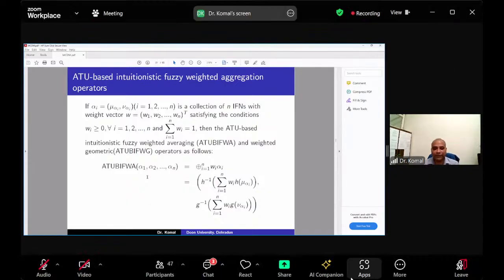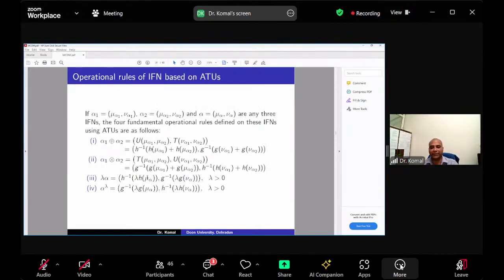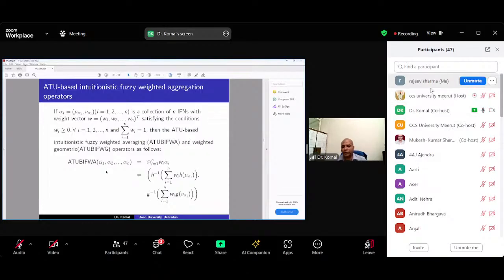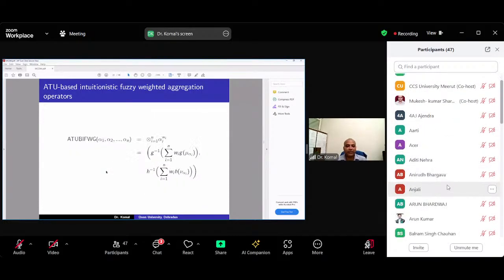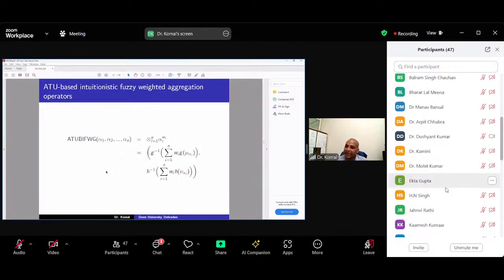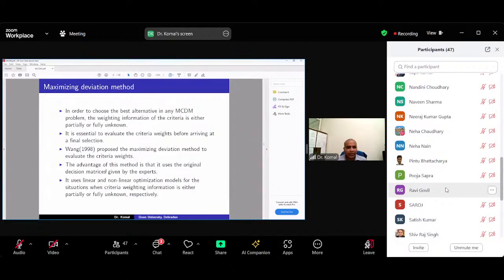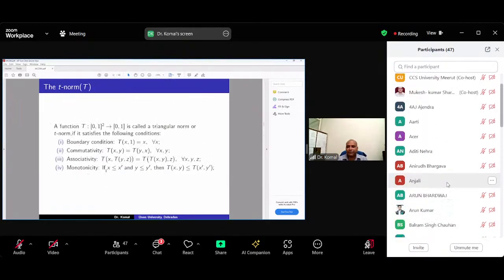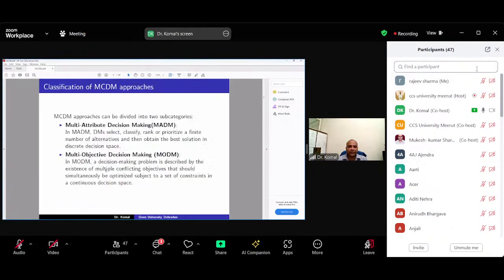When you use the previous expression, for example, you can generate either algebraic, Einstein, Hamacher or Frank type aggregation operators. Here I am giving only the general expression, which, when you simplify, you will get this expression. Similarly, in this slide, I am showing how you can get the weighted geometric aggregation operators for these n quantities. Now, the important feature, if you have seen my previous slide, is that we are having 4 difficulties.